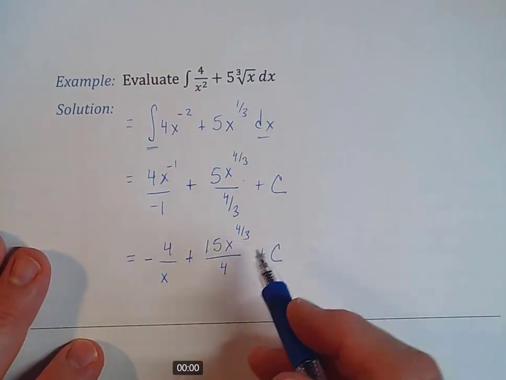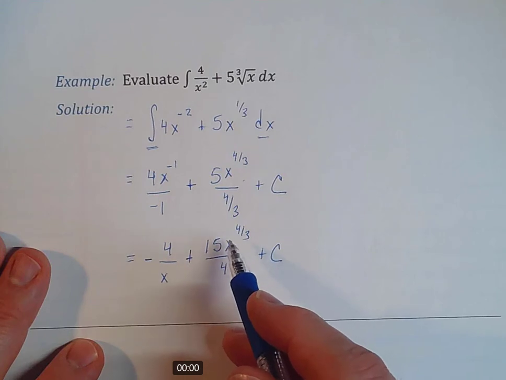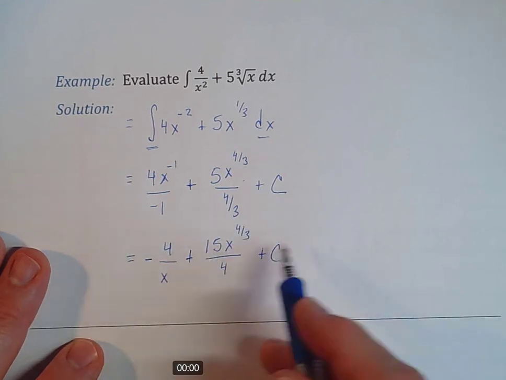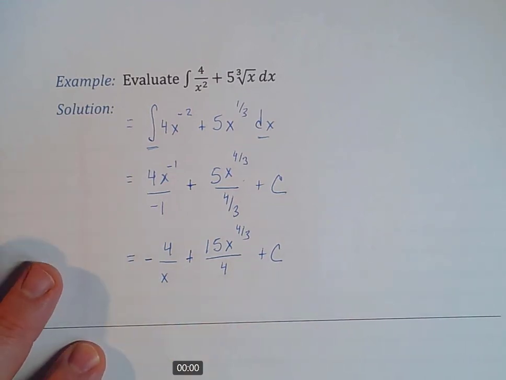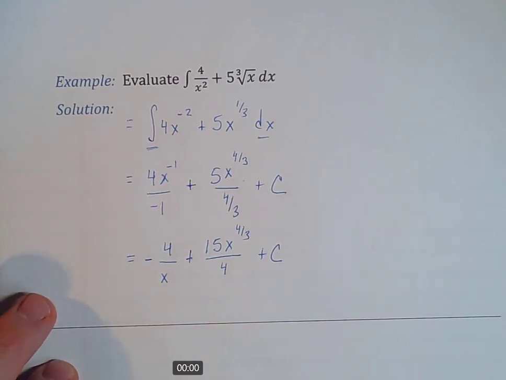And yeah, maybe I could do something else here. Maybe I could rewrite that as the cube root of x to the 4th or something. But really, I've done my antiderivative, and it's in a fairly simplified form. And so I'm pretty much done at this point.